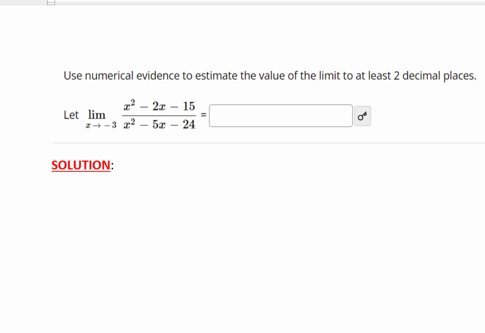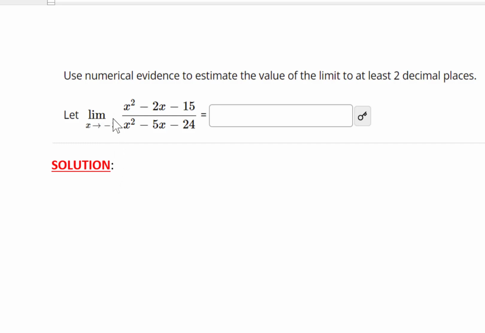We're asked to use numerical evidence to estimate this limit. It's the limit as x approaches -3 of this quadratic divided by another quadratic. Numerical evidence basically means use an input-output table.